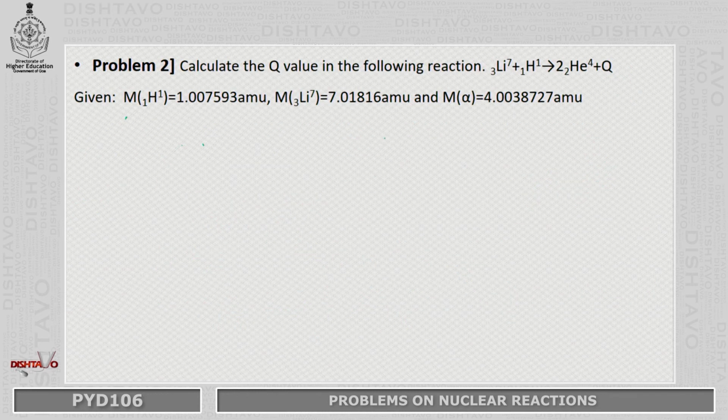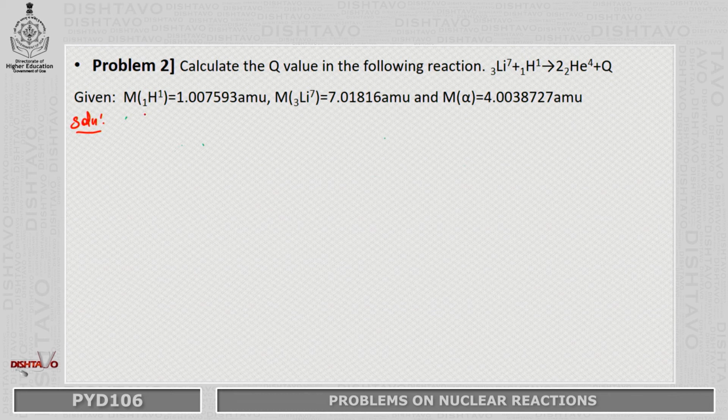Let us go to the second problem. Here we are told to calculate the Q value of the reaction which is this one. Lithium is bombarded with this proton, and it gives 2 alpha particles and some energy. What is given are the masses of these nuclei and the incident particle. So all the masses are given, and we have to calculate the Q value.